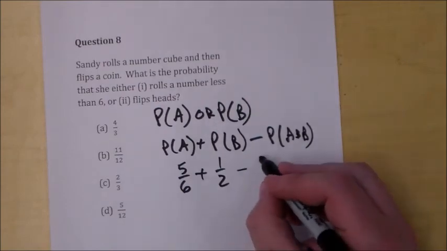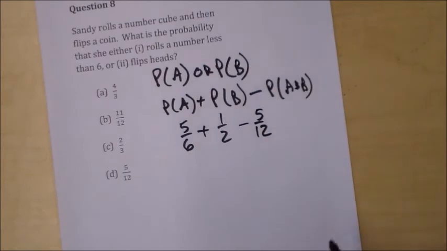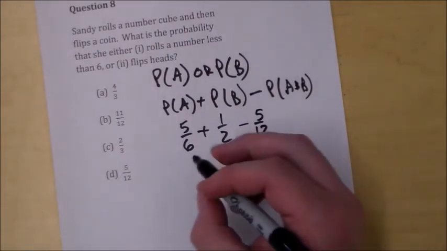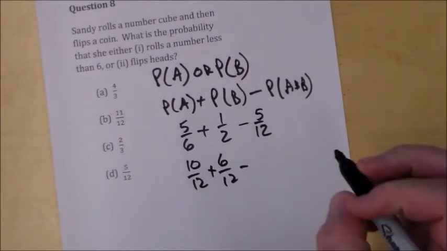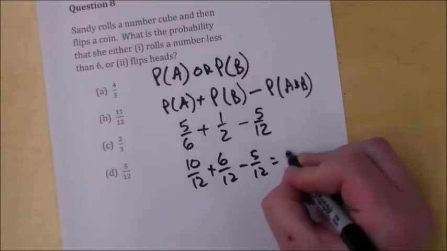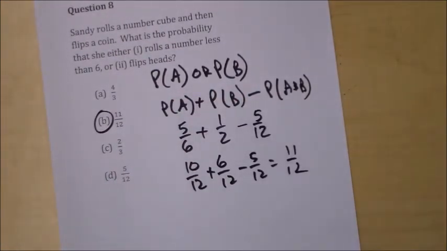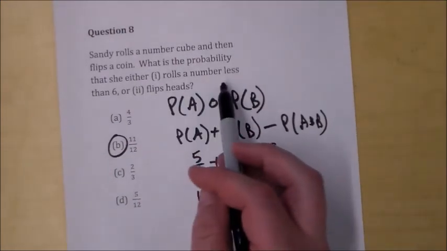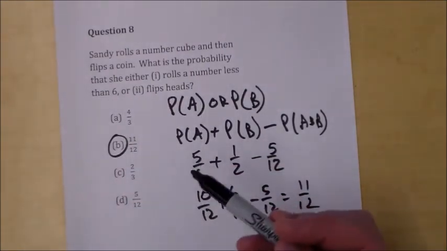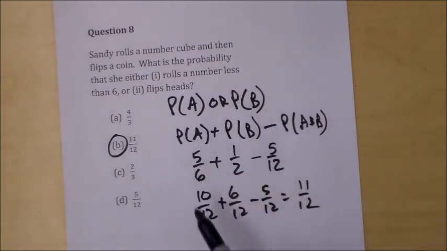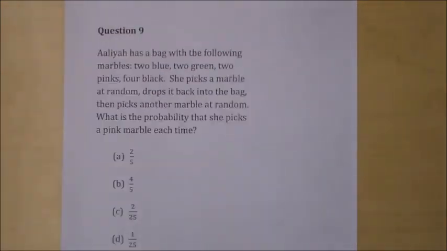So what is our overlap? We calculated it last time. It's 5/12. Okay, so what are we going to do with all these numbers? Well, common denominator would help, right? So 10/12 plus 6/12 is 16/12 minus 5/12 will get us 11/12, and that's our answer. You'll see it's very likely that you'll roll a number less than 6 or flip heads, but it's not over 1 because you certainly could roll a 6 and then flip tails. So 11/12 is our answer. We're good to go.